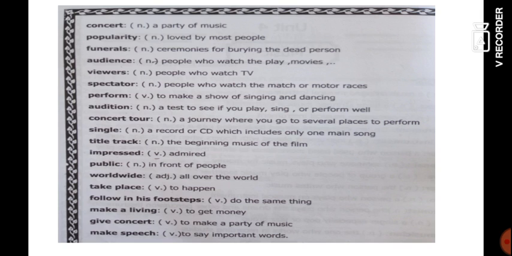Single: a record or CD which includes only one main song. Okay, a single song, for example. Title track: the music at the beginning of the film. We call it title track. Impress: admire. Public: in front of people. Worldwide: all over the world. Take place: to happen. Follow in his footsteps: do the same thing. Make a living: to get money. Give a concert: to make a party of music. Make music. These are our new words.